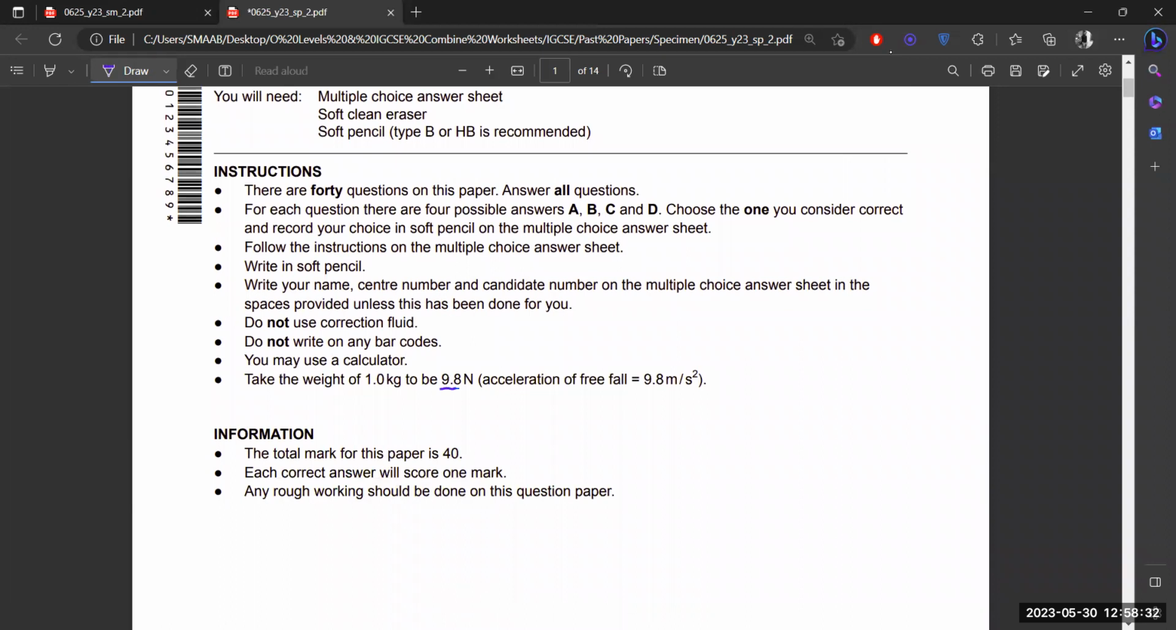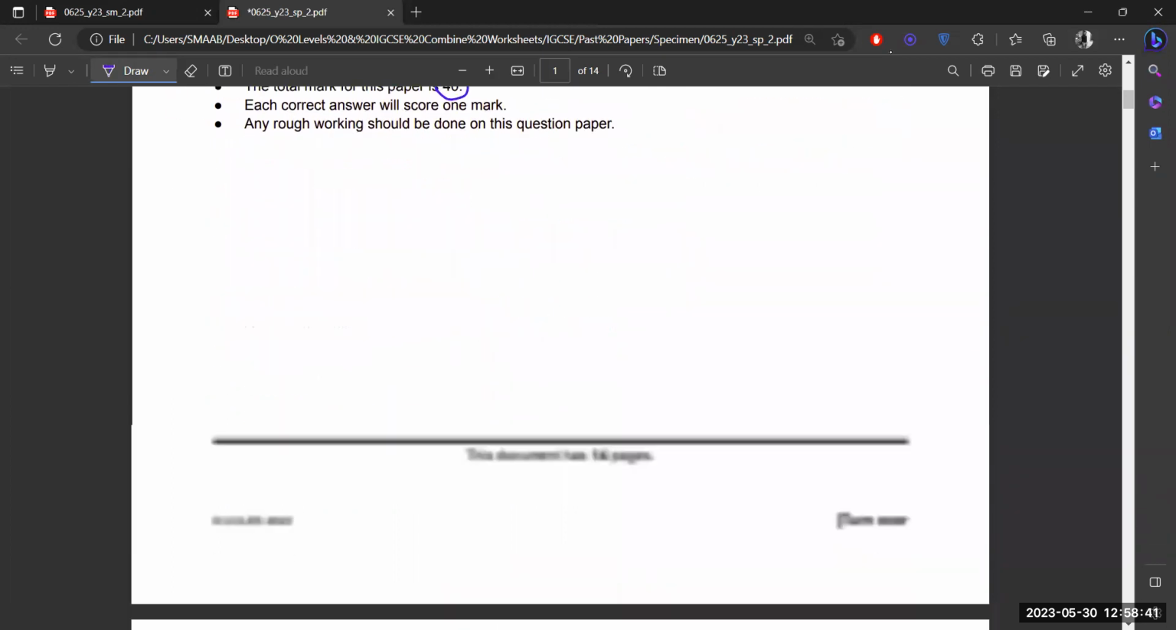Again, now we have to use the value 9.8 meter per second square for free fall motion, and we have a total of 40 MCQs. So let's start with the first one.